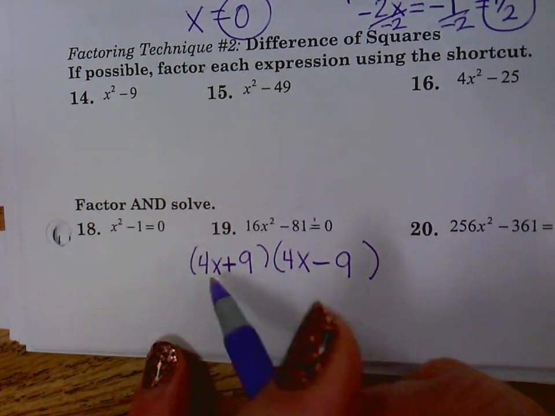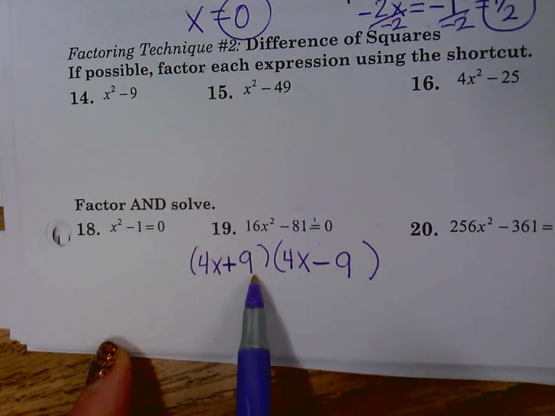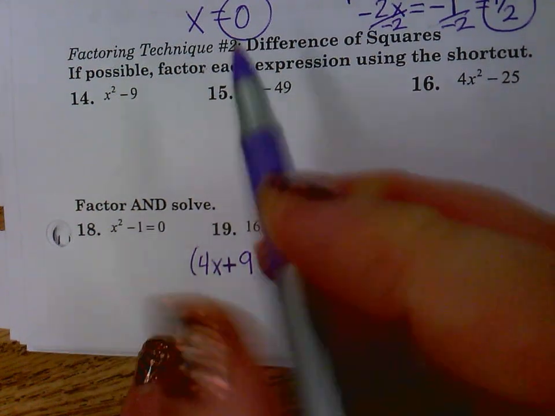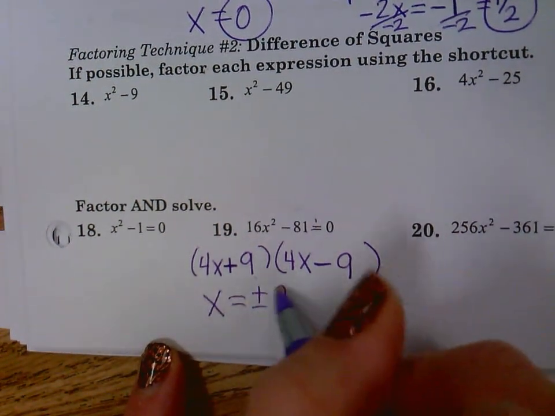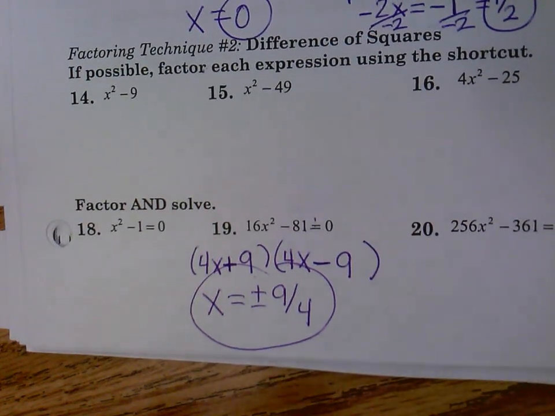I'm going to get just the opposite answer. But on this one, I would subtract 9 and divide by 4. So x would be plus or minus 9/4. Because on this one, if I set this one equal to 0, I would add 9 and divide by 4.